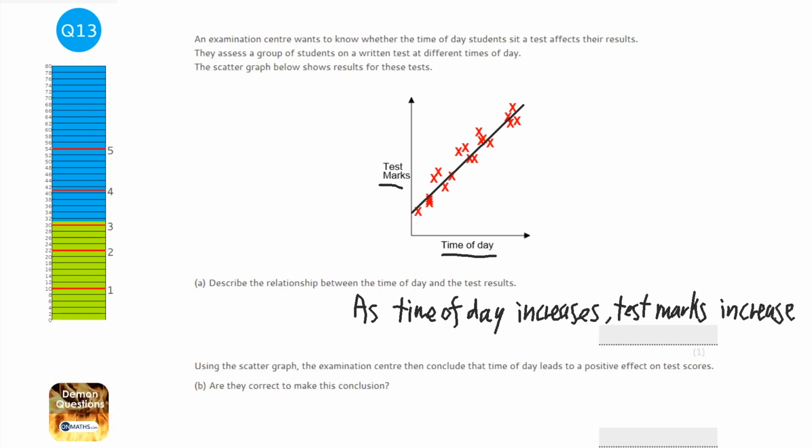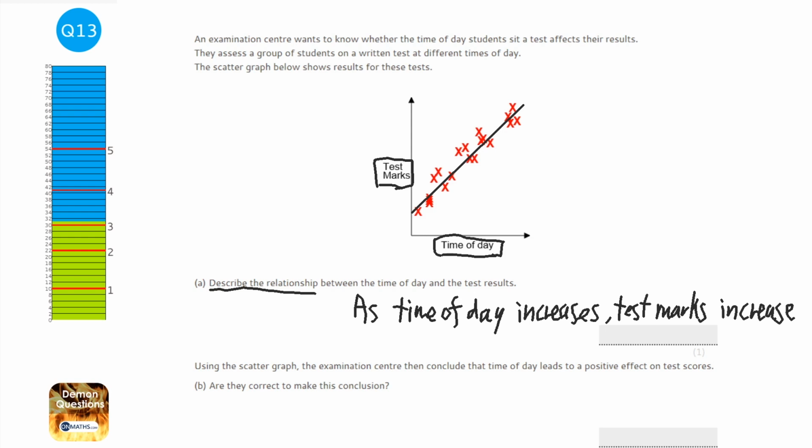So there's a difference between writing the type of correlation and describing the relationship. When you're describing the relationship, it's just as the one at the bottom increases, the one up the side either increases or decreases. So it says, using the scatter graph, the examination centre then concluded that time of day leads to a positive effect on test scores. Are they correct to make this conclusion?